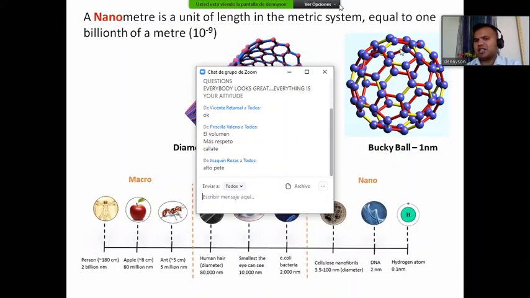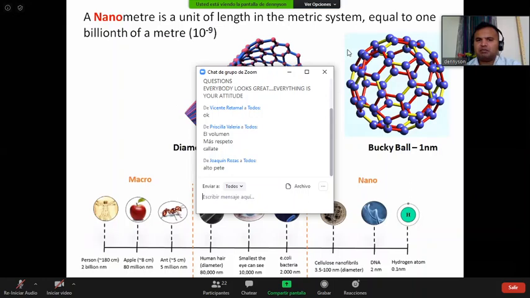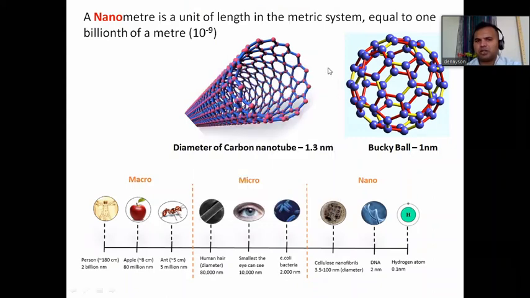C60. It consists of 60 carbon atoms. It is only 1 nanometer in size. And similarly, the diameter of carbon nanotube. You must have heard of carbon nanotube. Carbon nanotube is made of only carbon, one layer of graphene, which I will explain later.